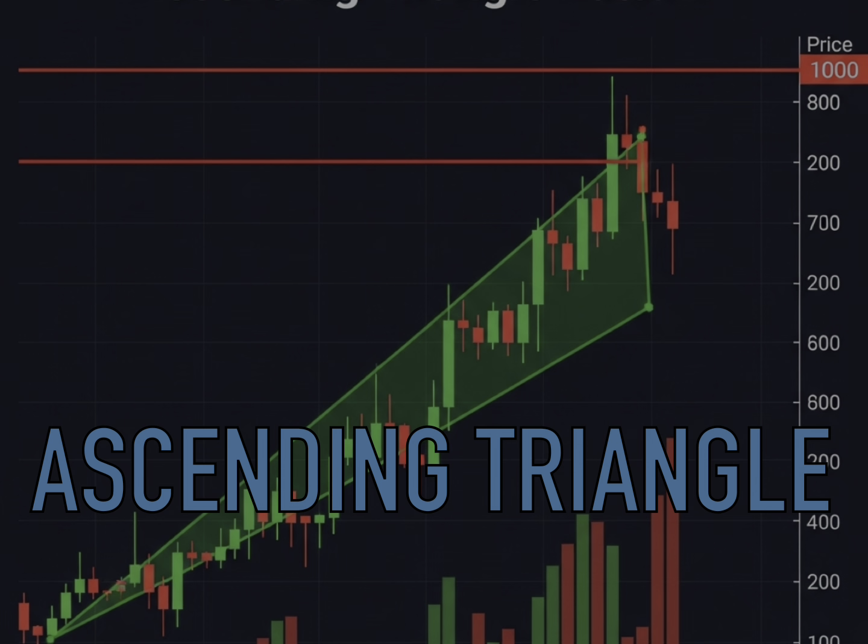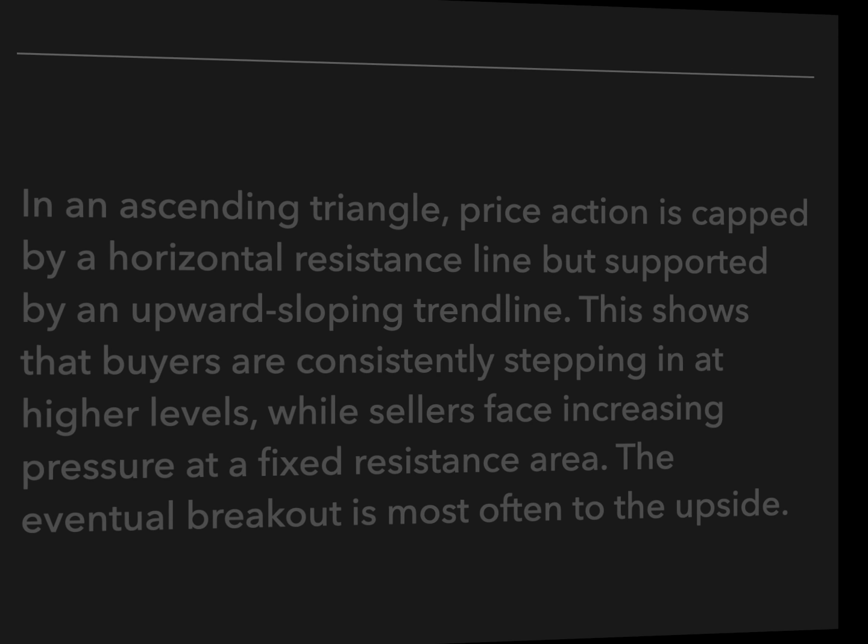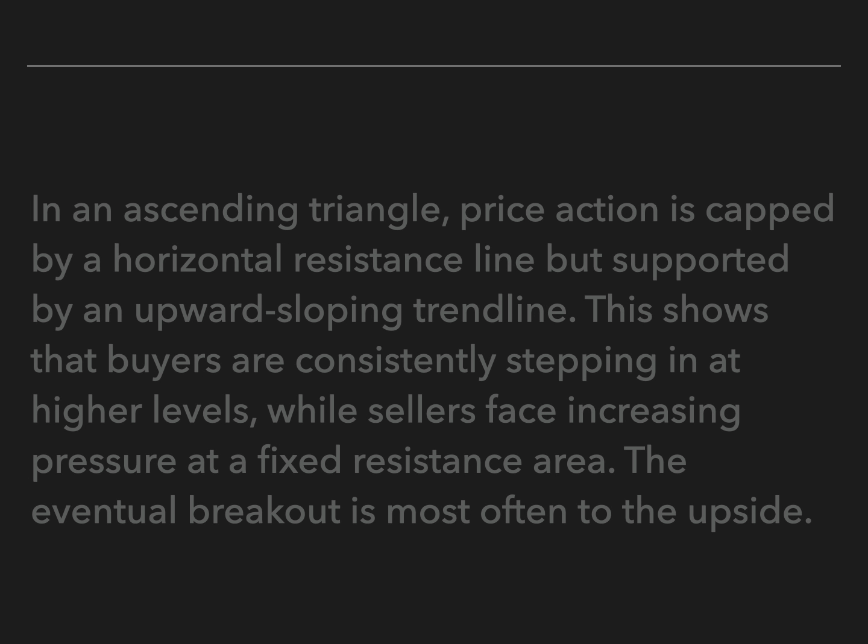An ascending triangle. In an ascending triangle, price action is capped by a horizontal resistance line, but supported by an upward sloping trend line. This shows that buyers are consistently stepping in at higher levels while sellers face increasing pressure at fixed resistance areas. The eventual breakout is most often to the upside.